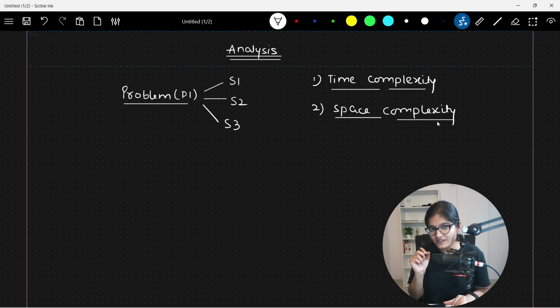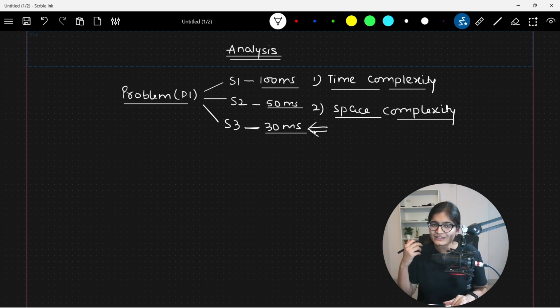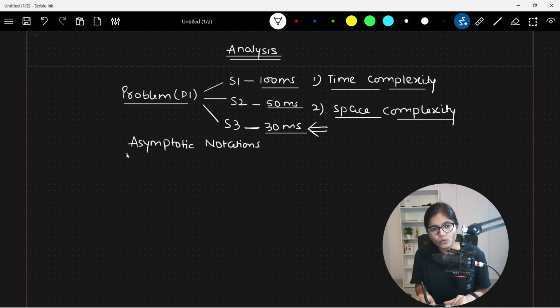I gave you an example in the previous video, I hope everyone remembers, where I told you that suppose one problem is solved using maybe 100 milliseconds, another is solved using 50 milliseconds, and then another is solved using 30 milliseconds. Which particular approach or solution will be the most preferable? Obviously, you will say the one that takes the minimum time, right? Now, in our algorithms, we will not talk in milliseconds. It's just for your understanding that I am talking like that. But usually, in analyzing time complexity and space complexity, we use asymptotic notations, right? Asymptotic notations.